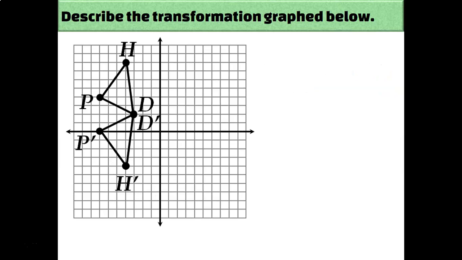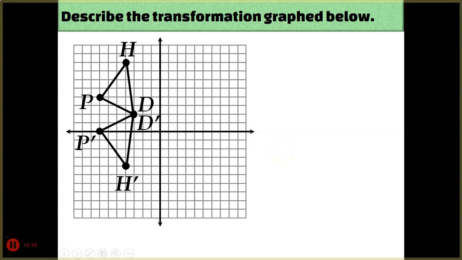On our next transformation, we have some similarities in our orientation, but they're actually upside down from each other. P and P prime are both on the left, D and D prime are actually the exact same point, they're both on the right, but H is on top and H prime is on the bottom. So really, these two triangles are just a mirror image of each other, and that makes it a reflection.